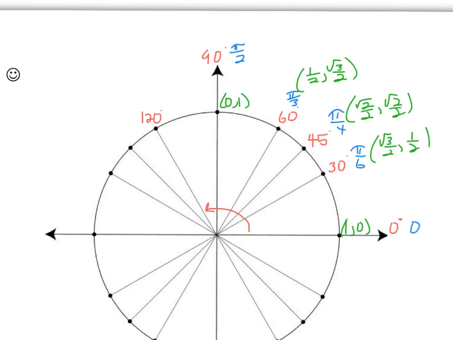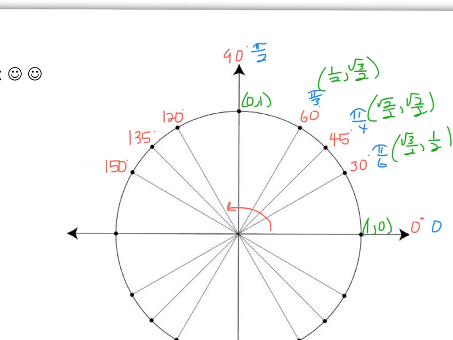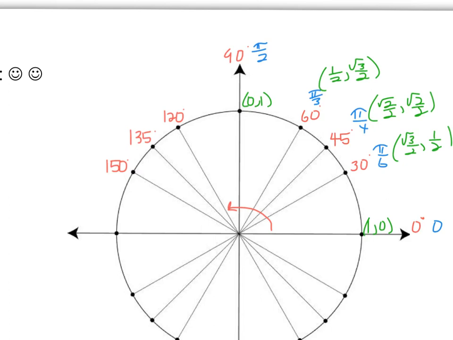If we go to the middle, that's 135 degrees. All the way to that last mark in quadrant 2, that's 150 degrees. And then over on that left-hand side, we're going to have 180 degrees.